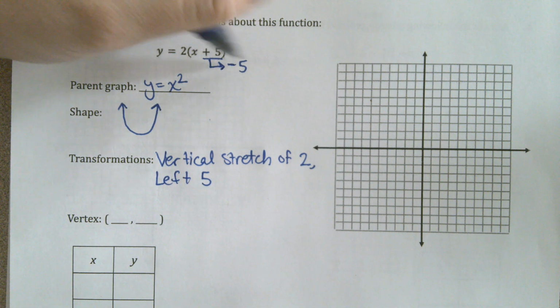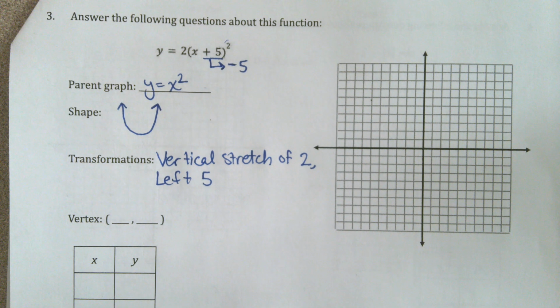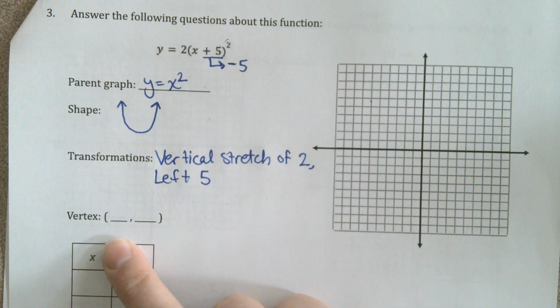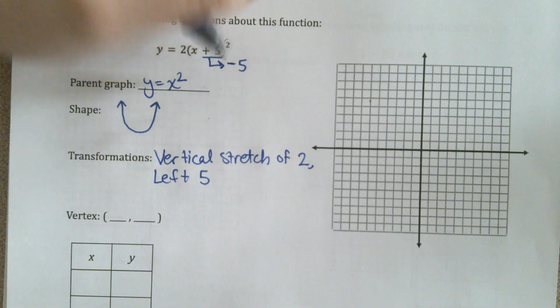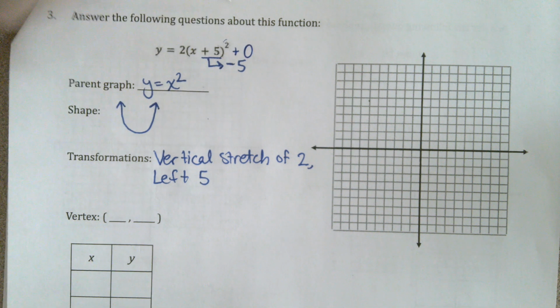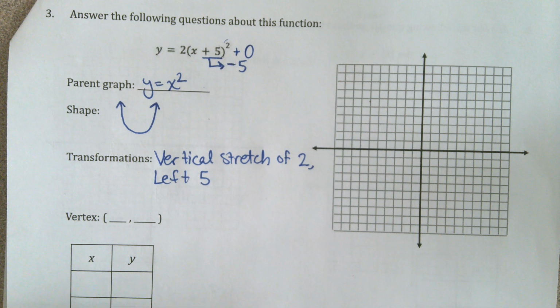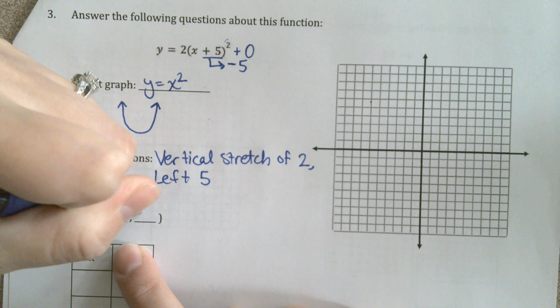We don't have any transformations on the outside, so we're not going to move it up or down. For the vertex, though, we will want to think about this outside number. Since there's nothing written there, that does mean it's actually just a 0. So my vertex is -5, 0.